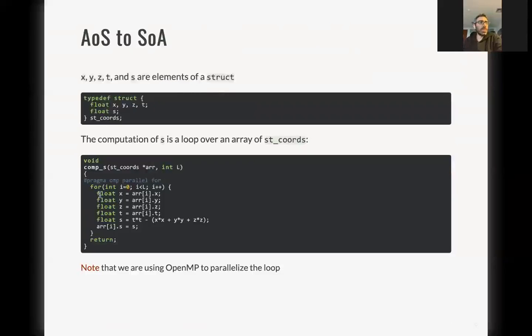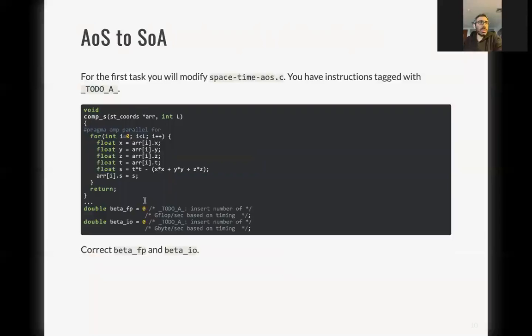This was the kernel that we were applying. We had an array of structures with X, Y, Z, and T elements, and then we wanted to fill in the S element by doing this operation. We talked about how this operation is not very amenable to vectorization because of the way that the data is laid out. In the first task, you had to compute the number of floating point operations in I/O, and we covered that together.